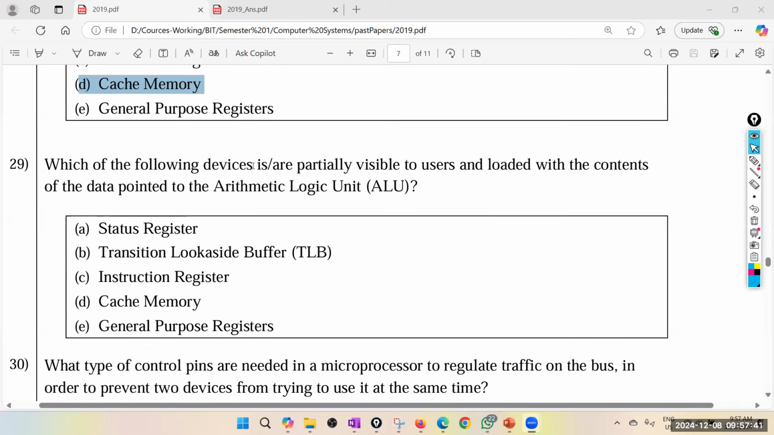Right. Which of the following devices is partially visible to the users and loaded with the contents of the data pointed to the arithmetic and logical unit?